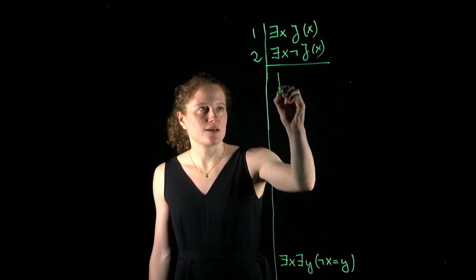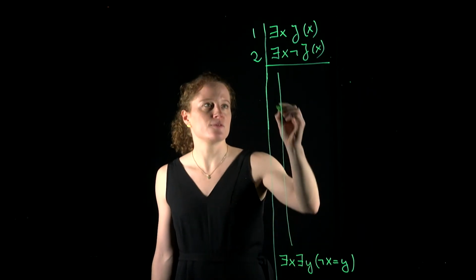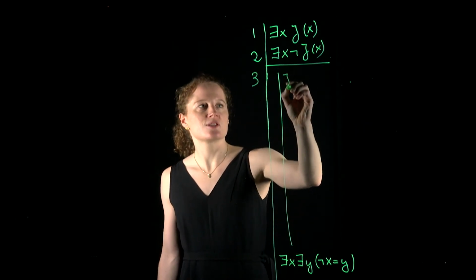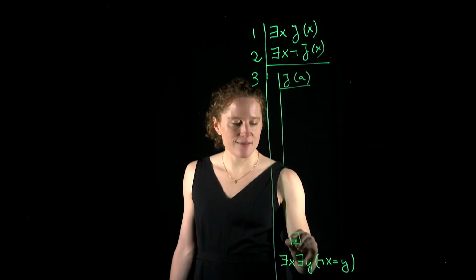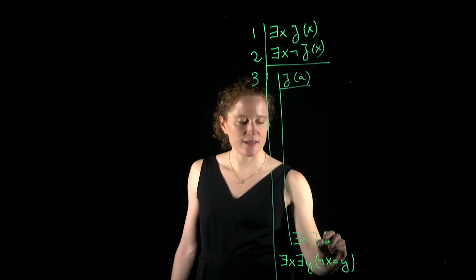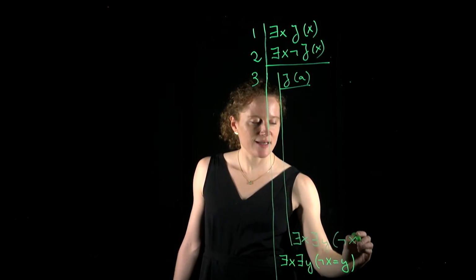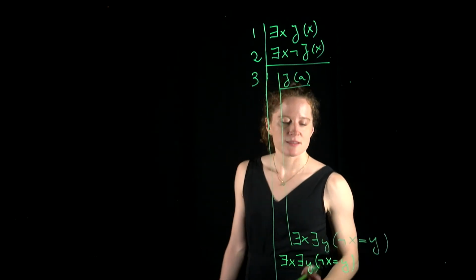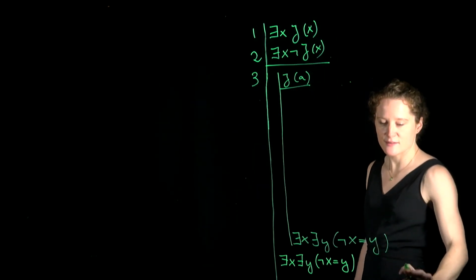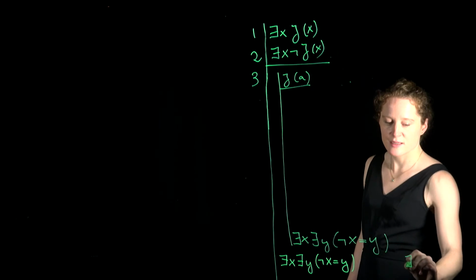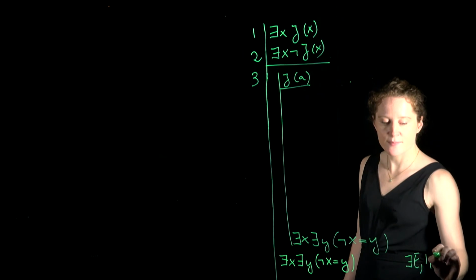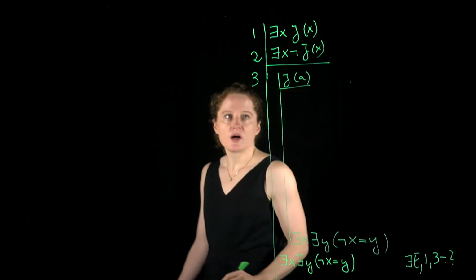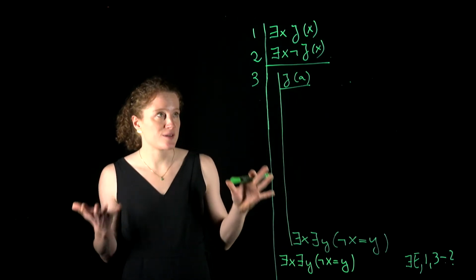So I will start out by setting up a subproof that starts with the assumption that JA and ends with the conclusion that there is an x and there is a y such that not x equals y. Since if I'm able to do this, then I can infer my overall conclusion using existential elimination applied to line 1 and the subproof from line 3 to somewhere else. Okay, so that's my new proof setup.